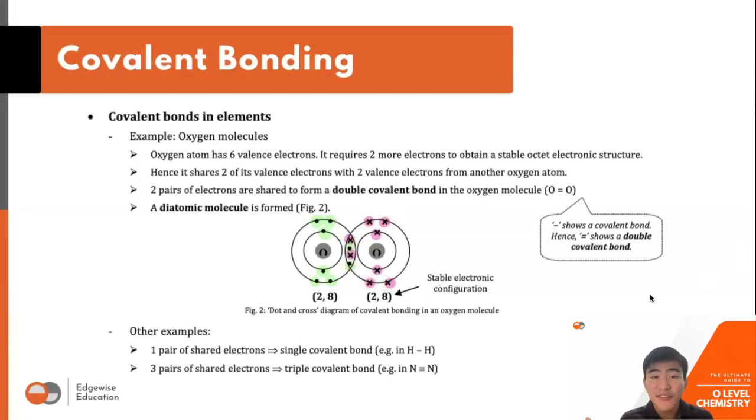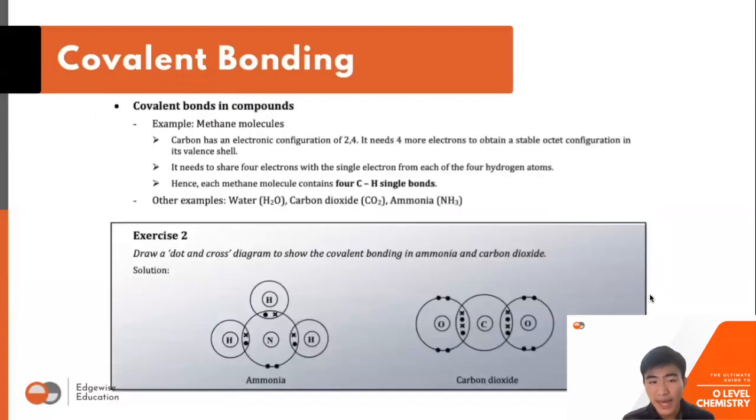That means both oxygen number 1 and oxygen number 2 are happy because we both got 8 electrons on the valence shell. That means we all have the stable electronic configuration. Okay? All right. Now, this is in an element, which means oxygen only. Next, we are going to look at a compound.